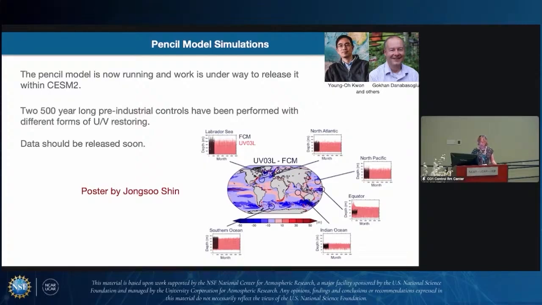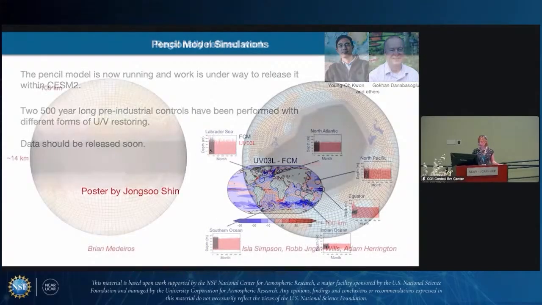If you missed it yesterday, there was a poster by Jiangsu Shin displaying how this model behaves, and here's a figure from that poster where you can see that this pencil model gives you pretty realistic variations in mixed layer depth compared to the fully coupled model, except on the equator where Ekman transport becomes an important part, and I think they're looking into ways of getting that in there. If you missed the poster, maybe you can see it on the online poster gallery.